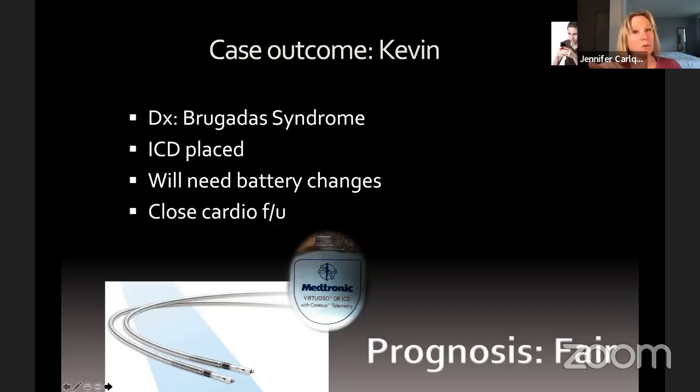But you know that if you're not getting them urgent follow-up, they do have a risk of going into cardiac arrest if they don't have an ICD. So these patients need ICDs. And unfortunately, even with an ICD, they can still go into cardiac arrest.